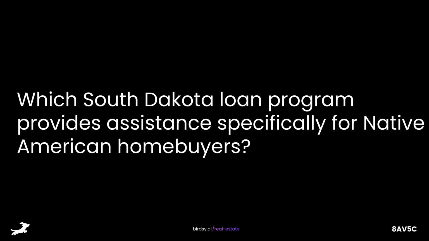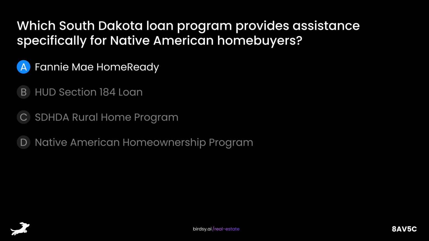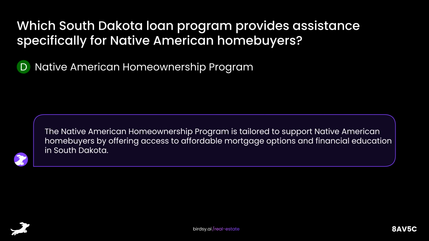Which South Dakota loan program provides assistance specifically for Native American homebuyers? Is it A, Fannie Mae Home Ready, B, HUD Section 184 Loan, C, South Dakota Housing Development Authority Rural Home Program, or D, Native American Homeownership Program? The answer is D, Native American Homeownership Program. The Native American Homeownership Program is tailored to support Native American homebuyers by offering access to affordable mortgage options and financial education in South Dakota.